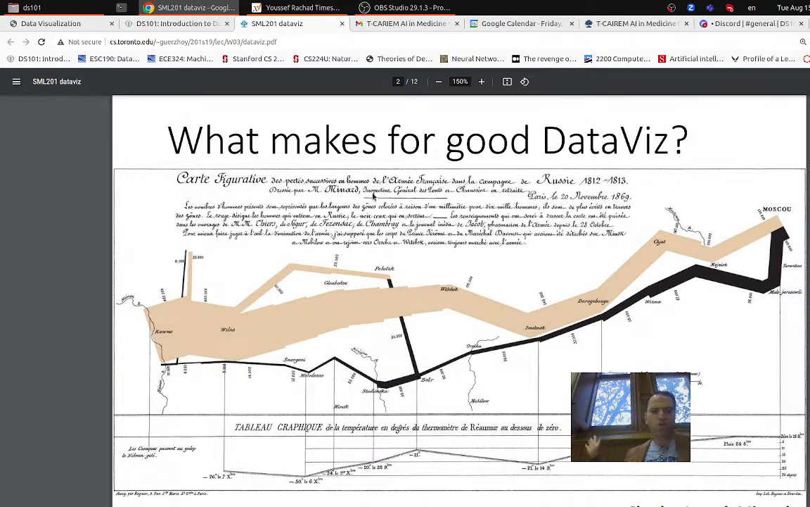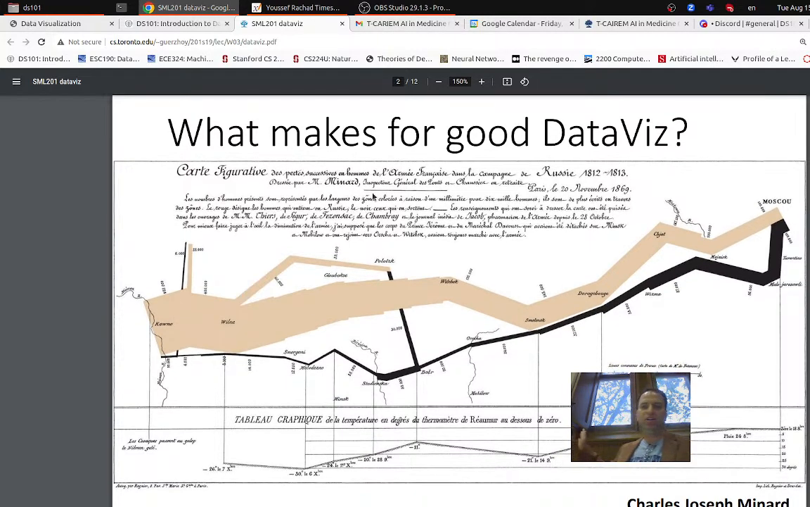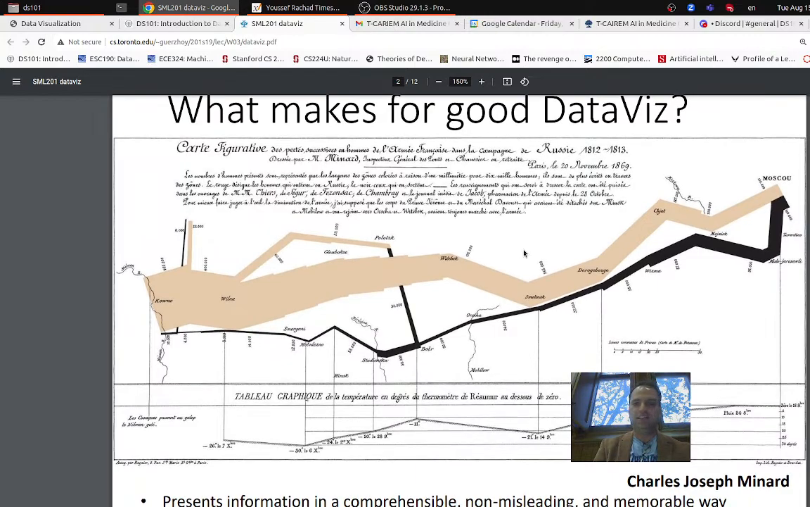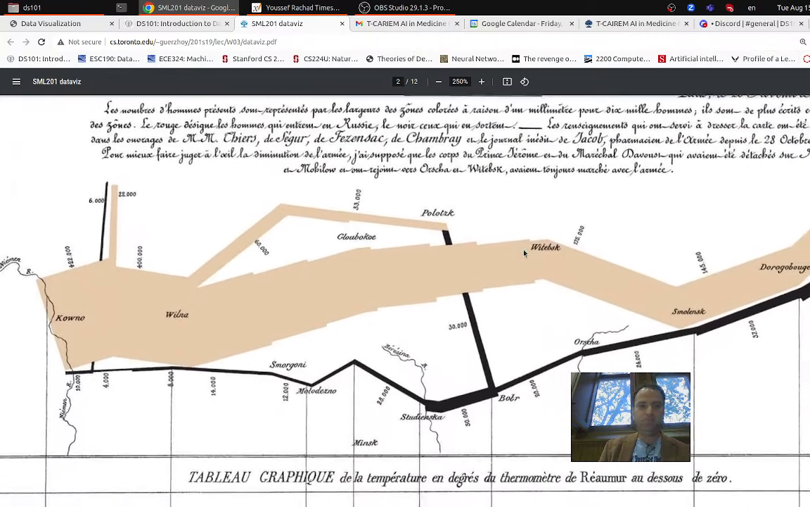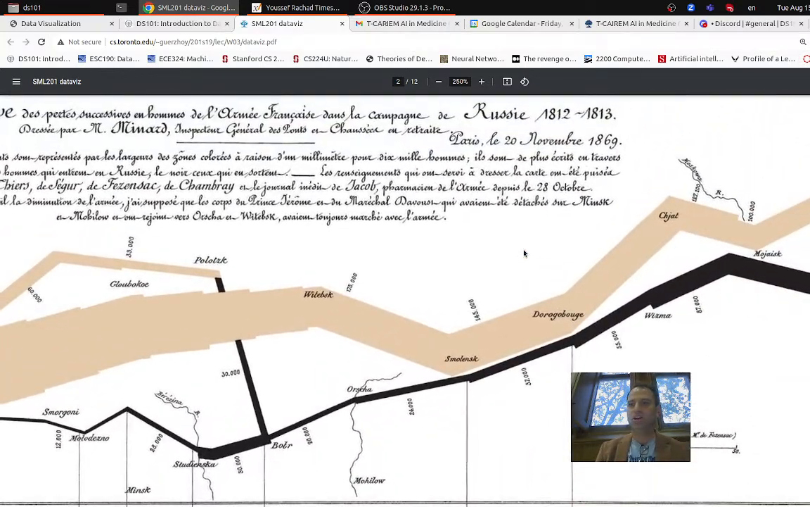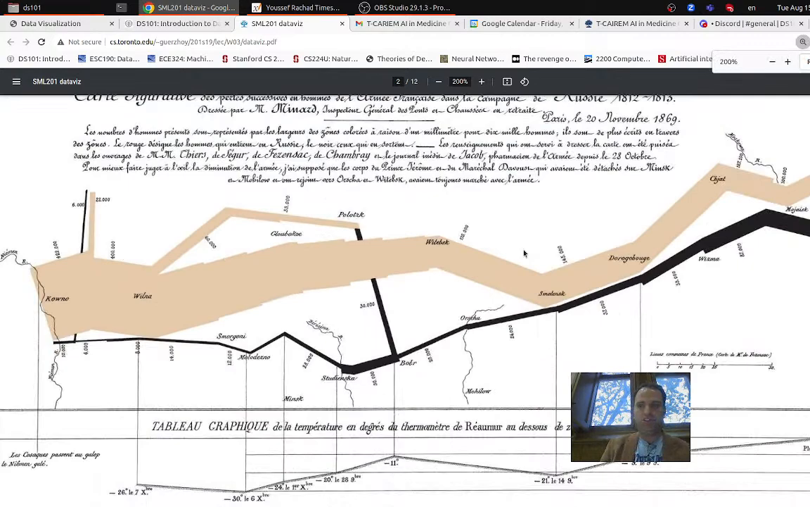So if you read any textbook about data visualization, they will probably show you this chart, which is considered to be a classic of data visualization. So this would be Napoleon's march on Moscow. Of course, unfortunately, there's still war going on, but basically Napoleon decided to invade Russia. It did not go well. So this is the visualization of what happened.